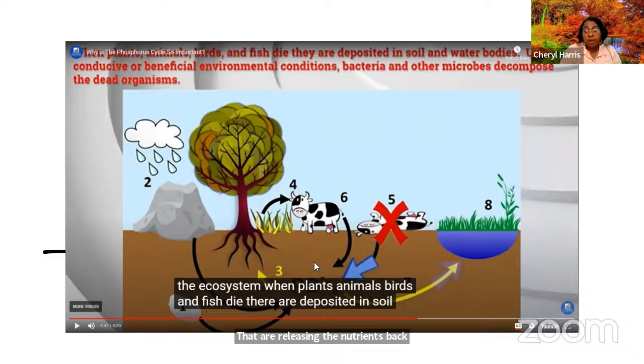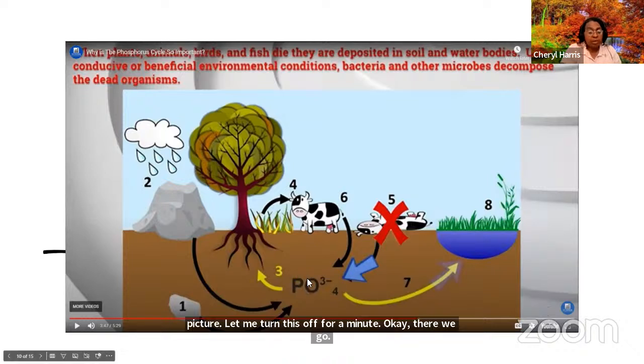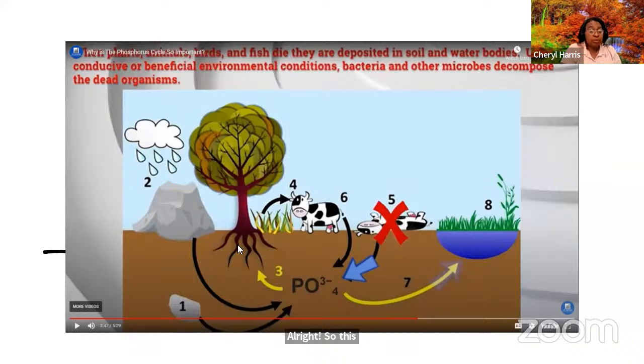So if you look at the arrows, the caption is actually in front of the picture. Let me turn this off for a minute. Okay, there we go. All right, so this phosphate molecule is taken up by the roots of the plants. So it's stored in the rocks. So when we ask about reservoirs, it's stored in the rocks, it's stored in the trees, it's stored in the organisms. Notice there's also some stored in the ocean. Okay.